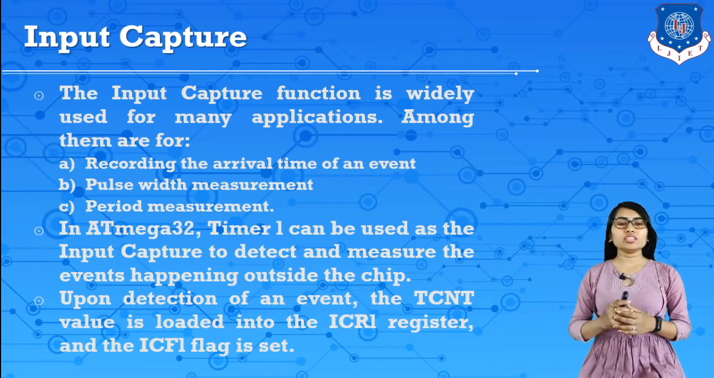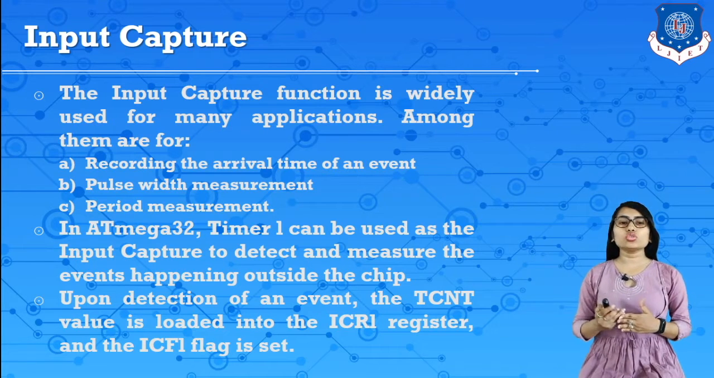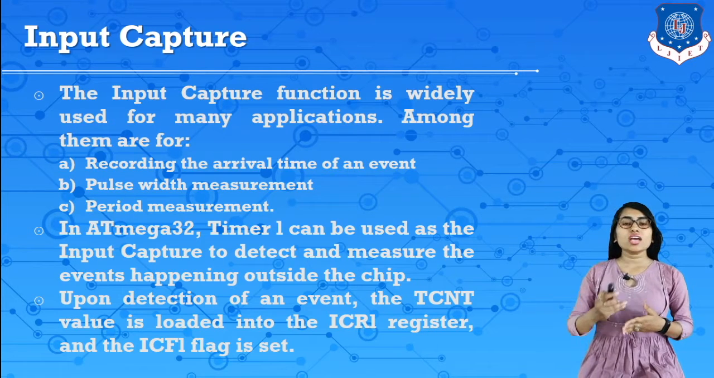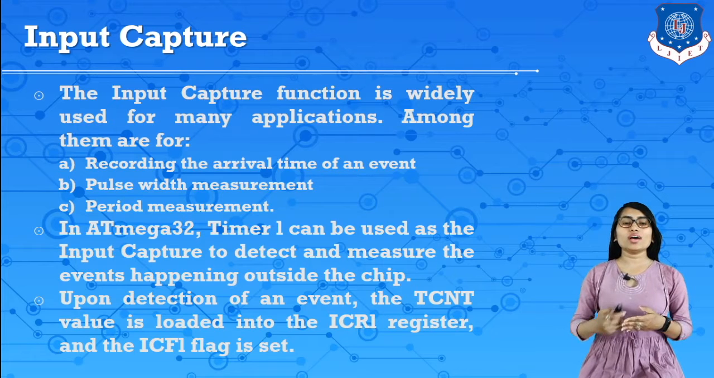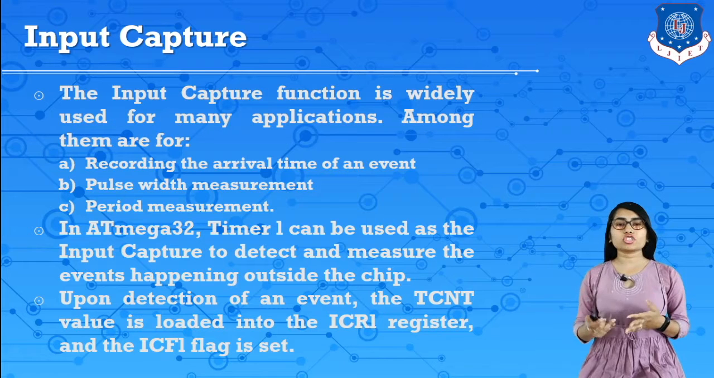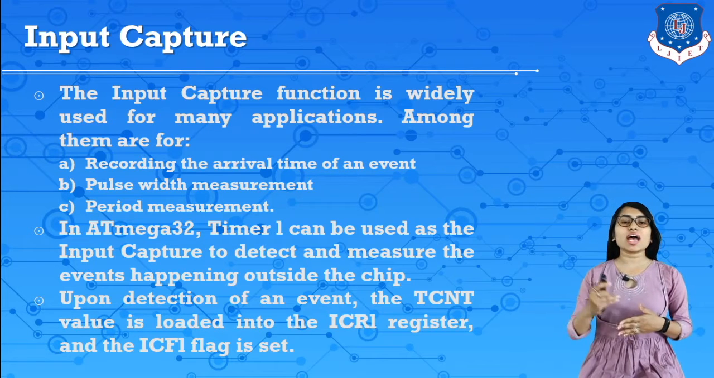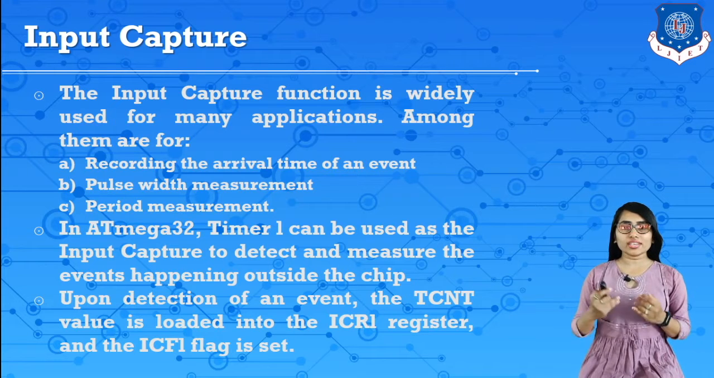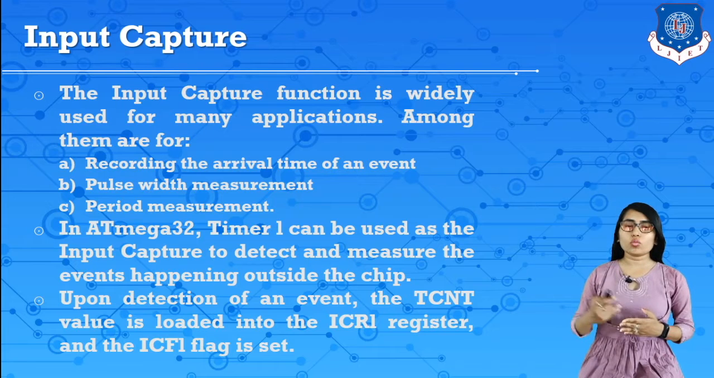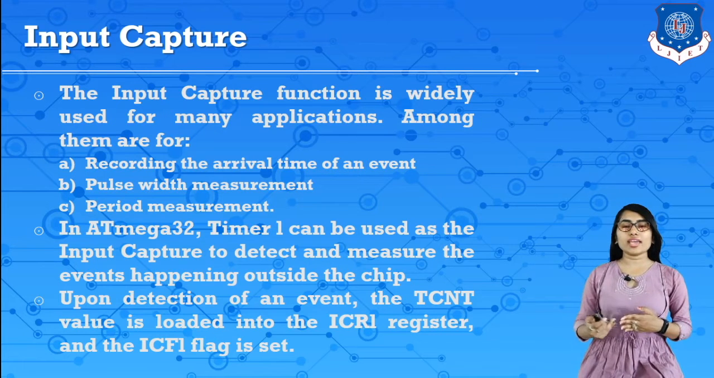In the ATmega32, Timer 1 can be used as the input capture to detect and measure the events happening outside the chip. As Timer 1 is 16-bit, it has the capability to provide the function of input capture. Upon the detection of an event, the TCNT value is loaded into the ICR1 register and the ICF flag is set.